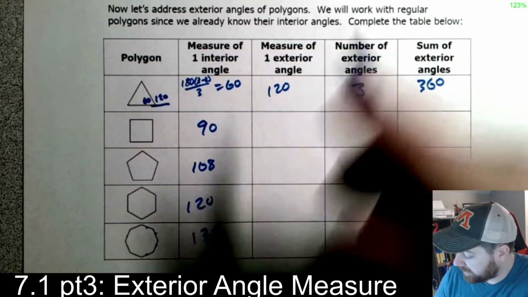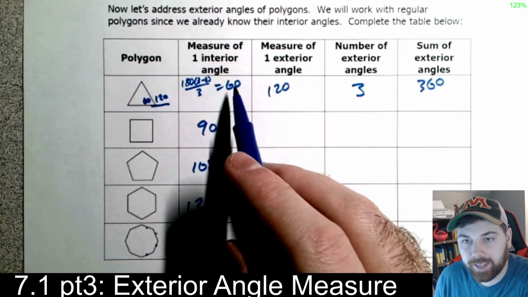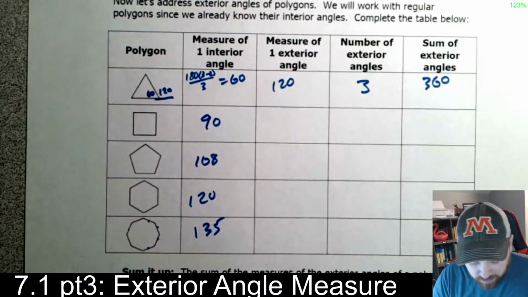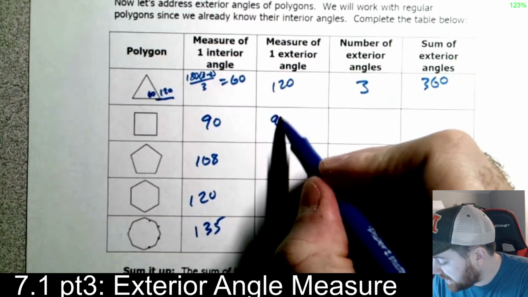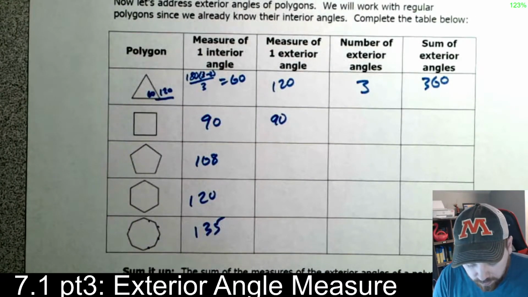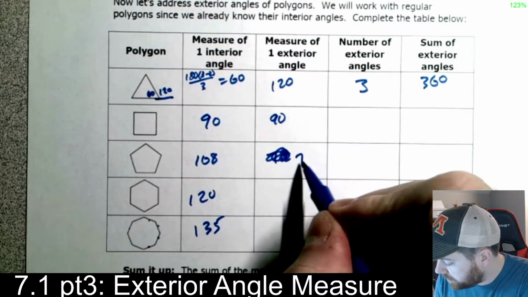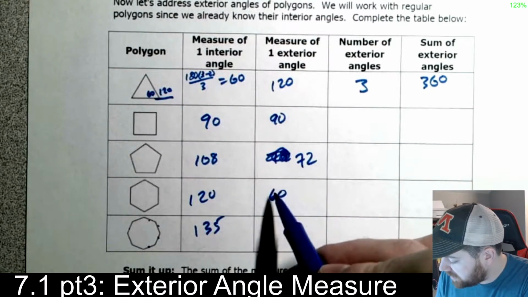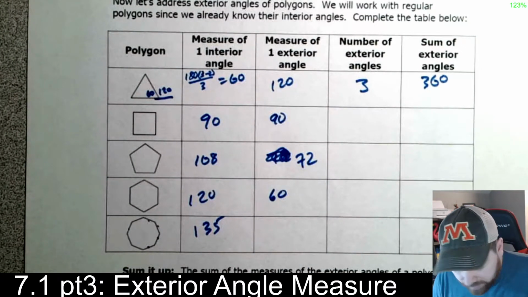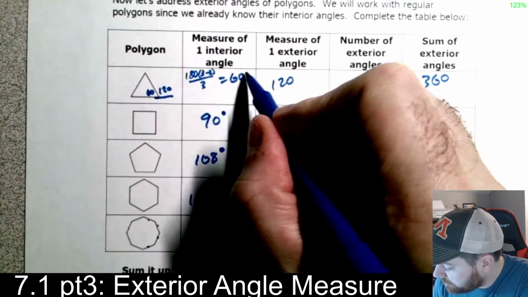So all we have to do to fill out this column right here is take 180 minus this number. For this one, it was 180 minus 60, that's 120. Next one, 180 minus 90, that's 90. Again, all these are degrees, of course. Next one, 180 minus 108, 72. This one's 60, and this one is 30, not 35, 180 minus 135 is 45. I'm going to add degrees to all these.